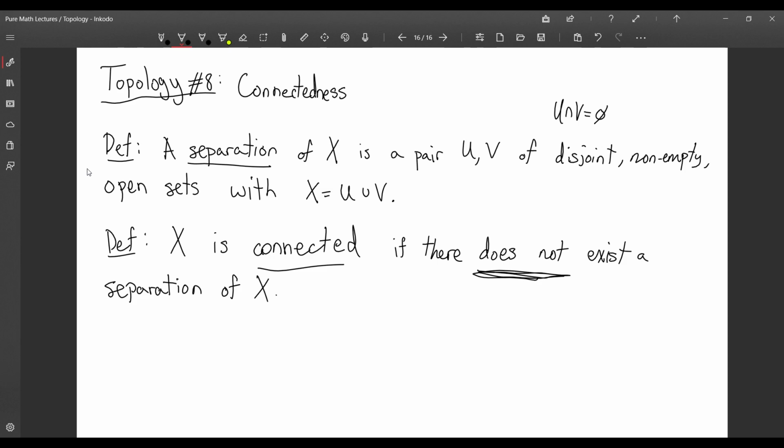So a lot of the times when we're dealing with proofs using connectedness, we want to use the approach of contradiction, right? If we want to prove that something is connected, we would assume that it is disconnected, so we would assume that there is a separation, and then we would use that to arrive at a contradiction. That is the most common way to deal with connected sets.